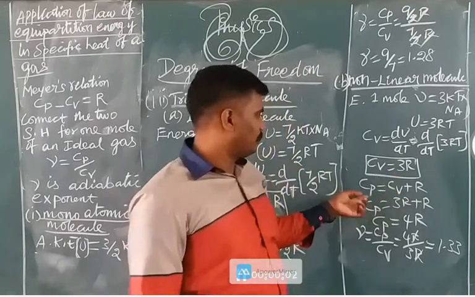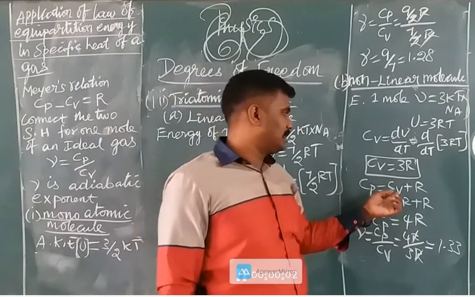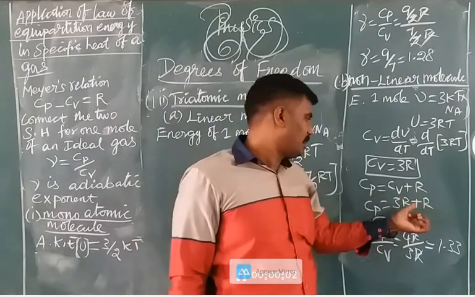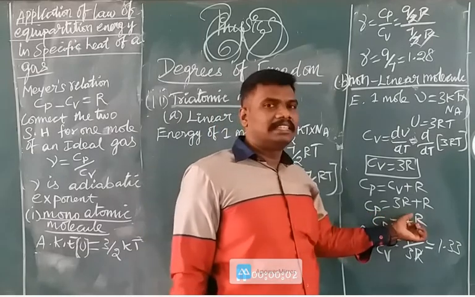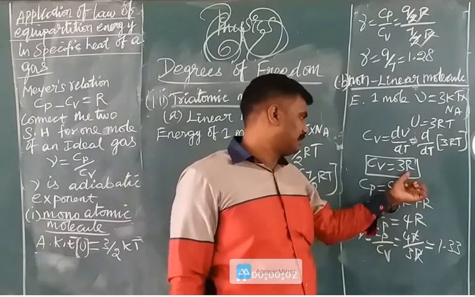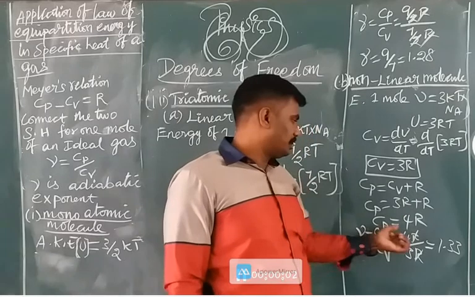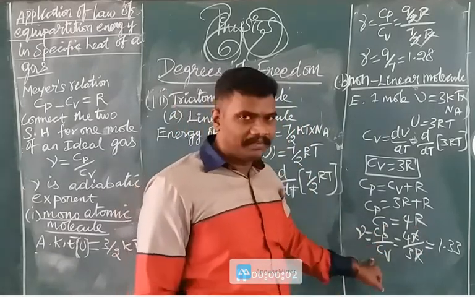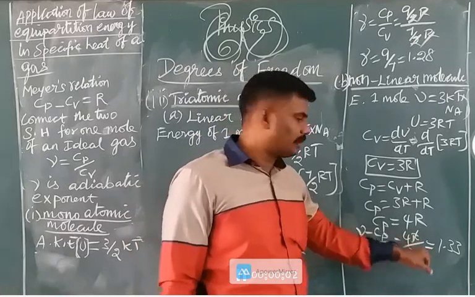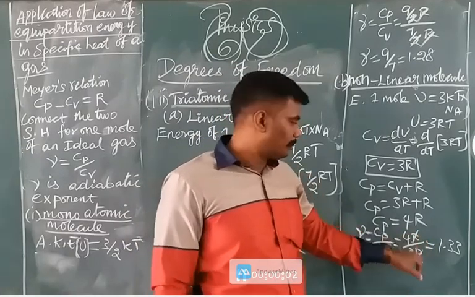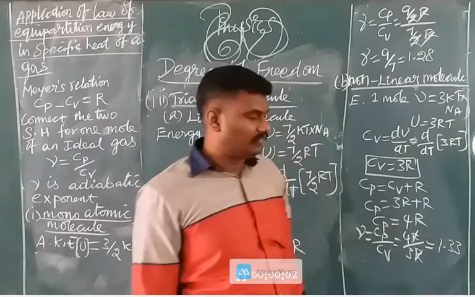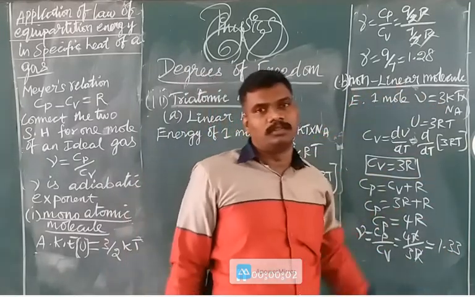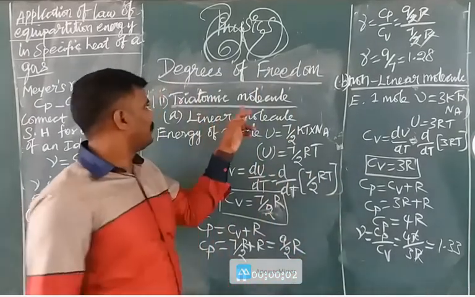The next formula is Cp is equal to Cv plus R. So Cp is equal to 3R plus R, because Cv value is 3R. So Cp is equal to 4R. What is the formula for gamma? Gamma is equal to Cp divided by Cv, which is 4R divided by 3R. R cancels. 4 by 3 is nothing but 1.33. So gamma is equal to 1.33 for non-linear triatomic molecules.